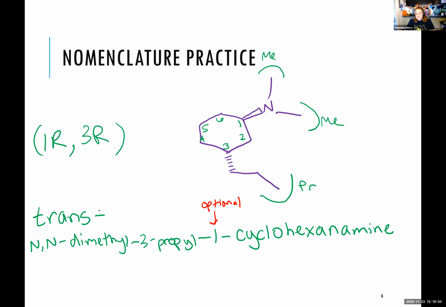So we can do trans because we have one dash and one wedge. If they were both wedges or both dashes, we could call it cis. It definitely takes a lot less effort, but using R's and S's is correct.